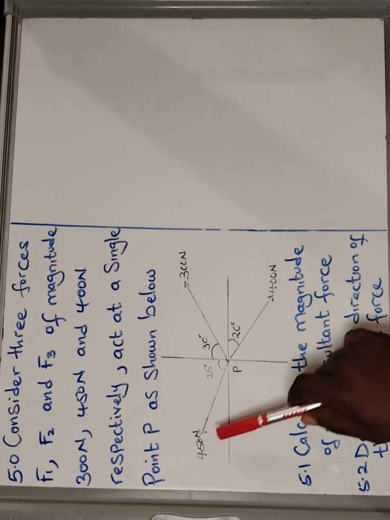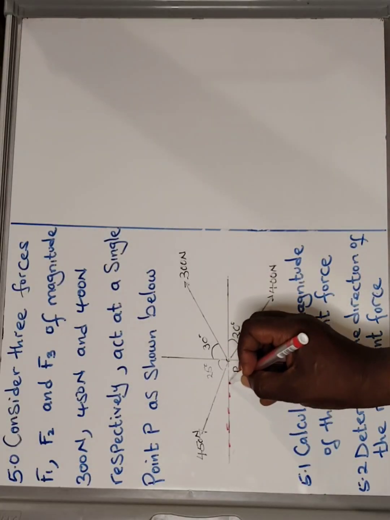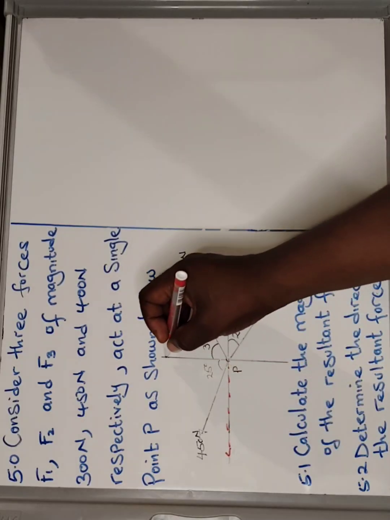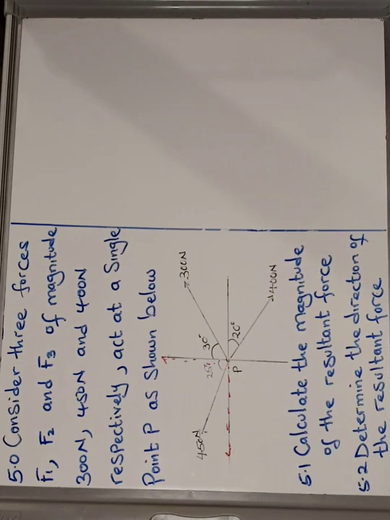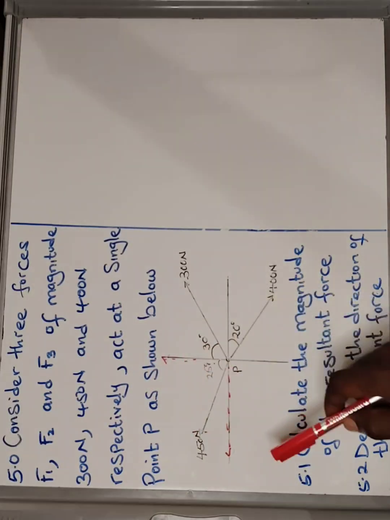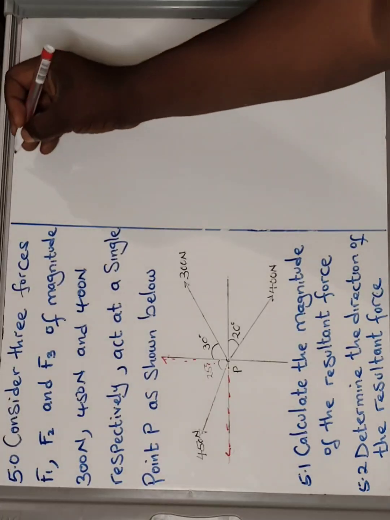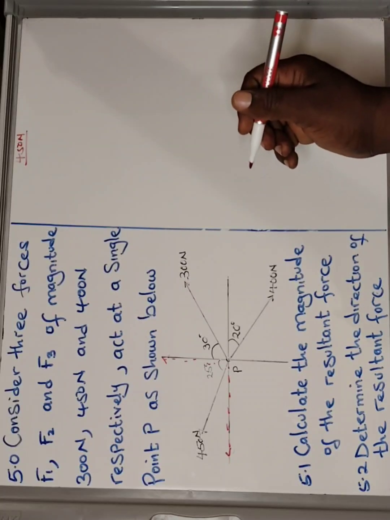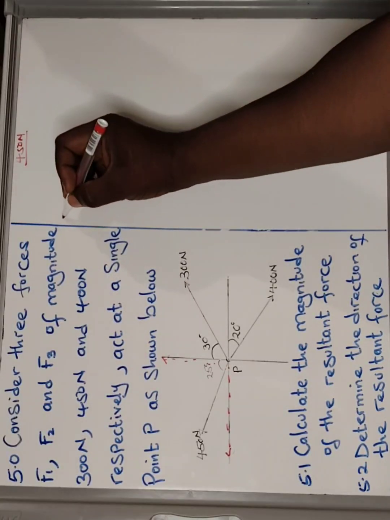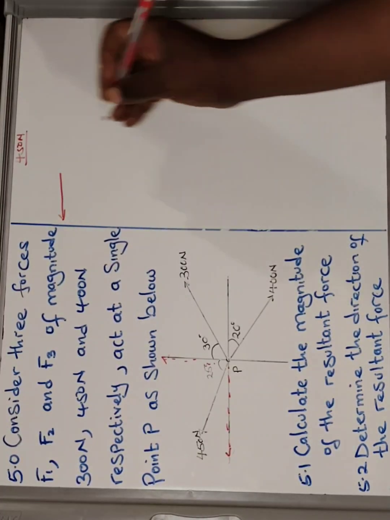This 450 has two components. It has a component along here, and it has a component along here. We have to remember that if the force is acting at an angle, or if the force is a two-dimensional force, the components are on either side of that force. So let us look at, first of all, 450 newtons. What are the components? We have this, and you have this.